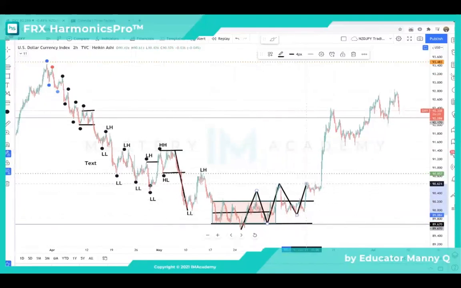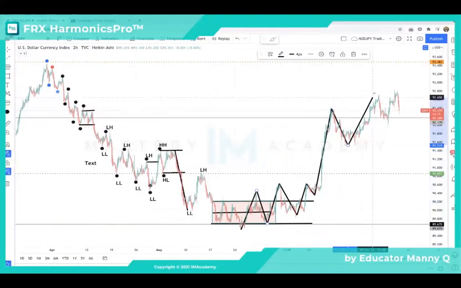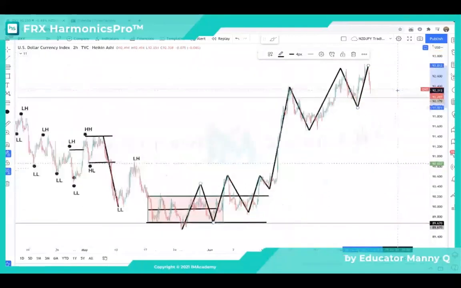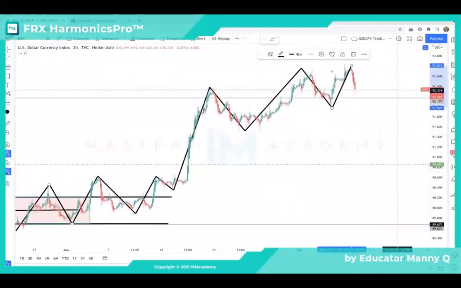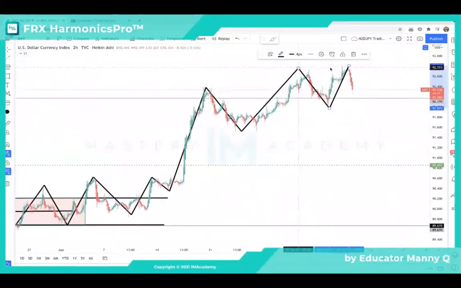Equal high, pushing into a new higher low, breaking out, giving us a new higher high, giving us a higher low, giving us a higher high, giving us a higher low, and now we're pushing right back up into the high. And as we can see over here, this market is no longer uptrending. The market is now going sideways.